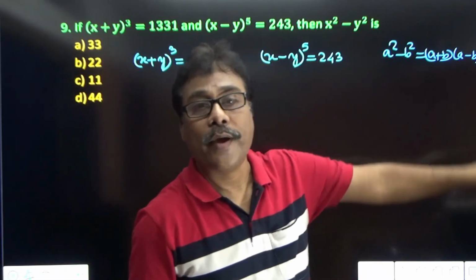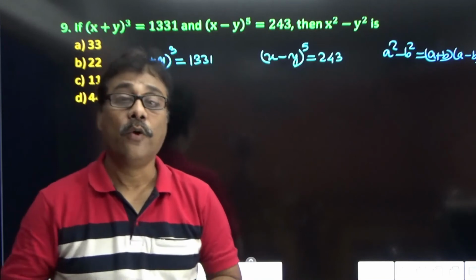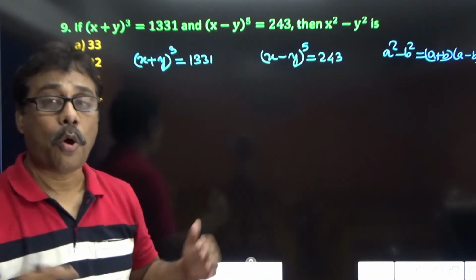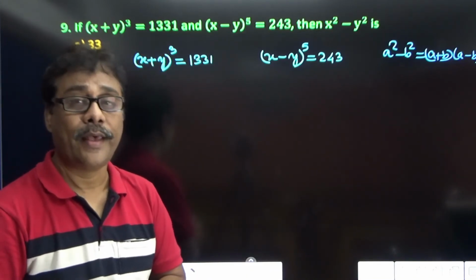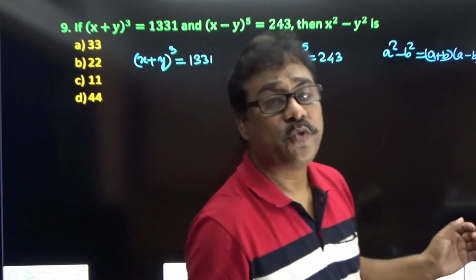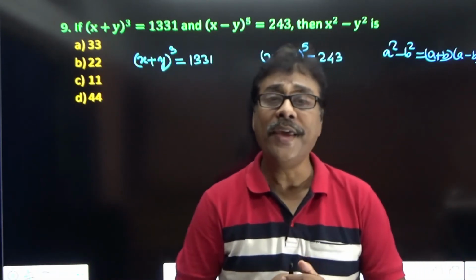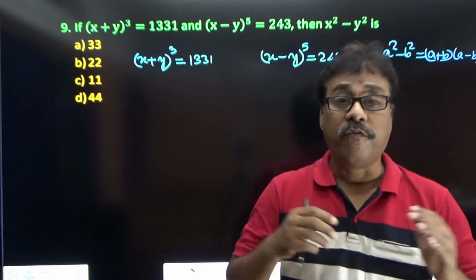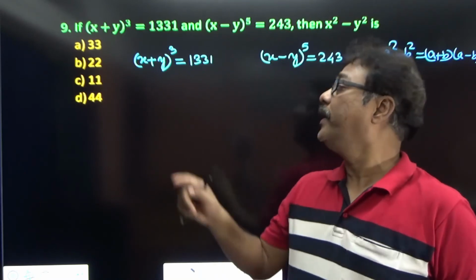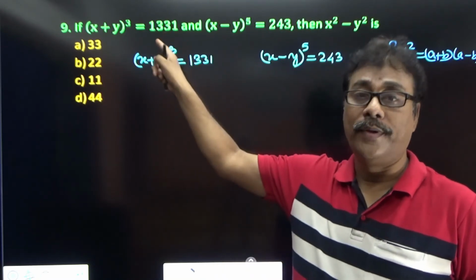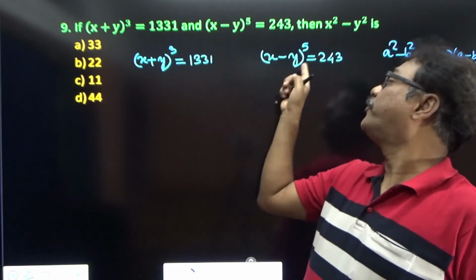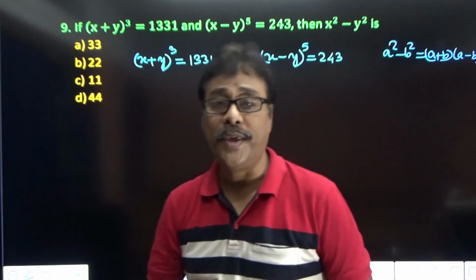As x plus y into x minus y, if I write, what am I going to get? Obviously x square minus y square. That means my aim is to find x plus y and x minus y. And for that, what is given to me? X plus y whole cube is given to me, and x minus y whole to the power 5 is given to me.